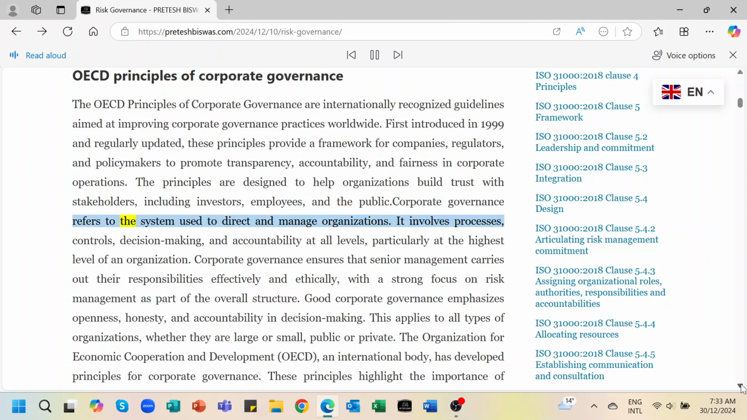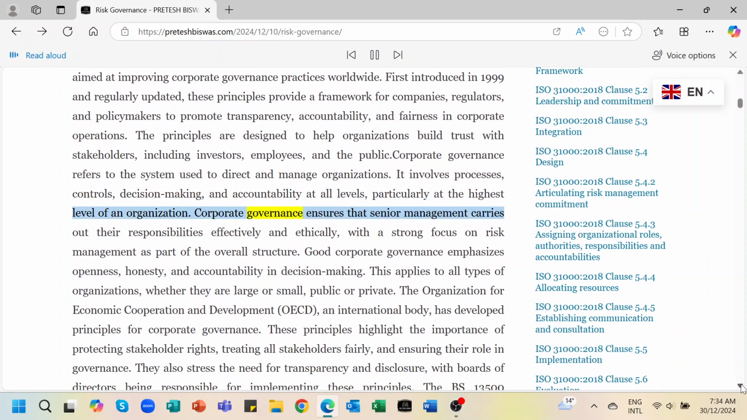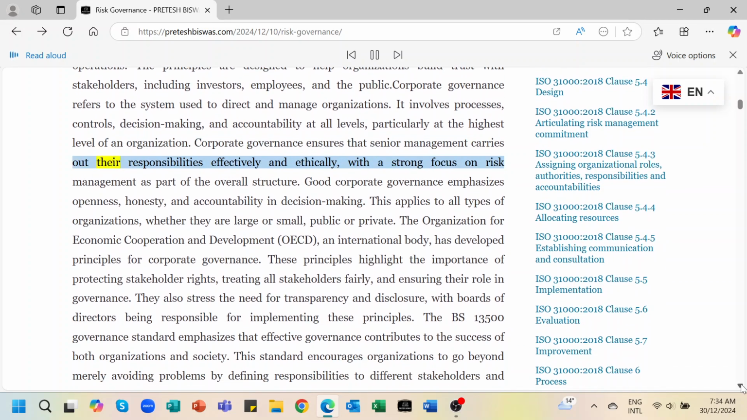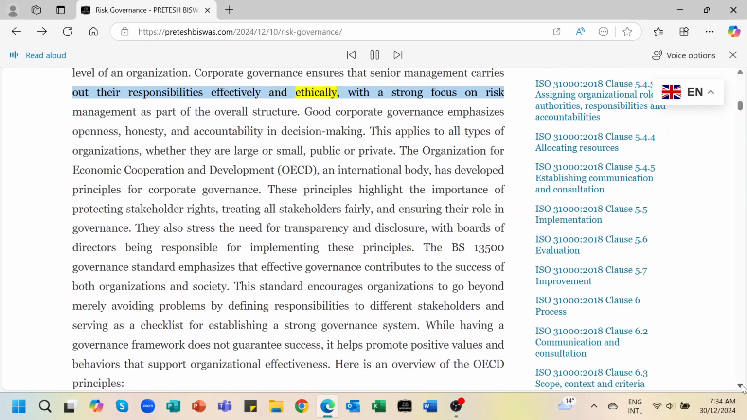Corporate governance refers to the system used to direct and manage organizations. It involves processes, controls, decision-making, and accountability at all levels, particularly at the highest level of an organization. Corporate governance ensures that senior management carries out their responsibilities effectively and ethically, with a strong focus on risk management as part of the overall structure. Good corporate governance emphasizes openness, honesty, and accountability in decision-making. This applies to all types of organizations, whether they are large or small, public or private.